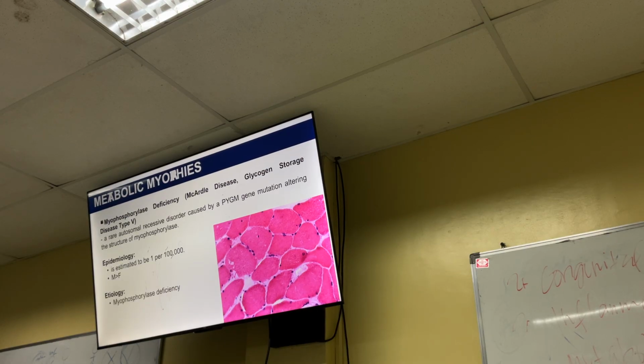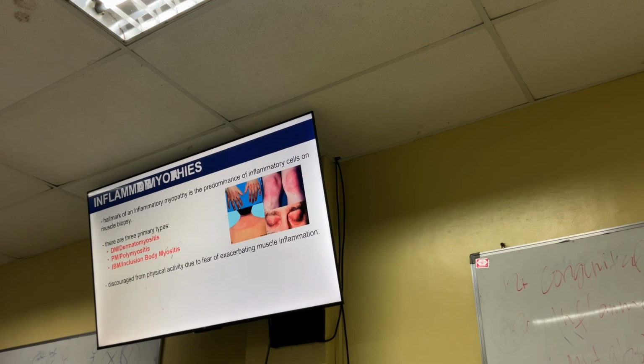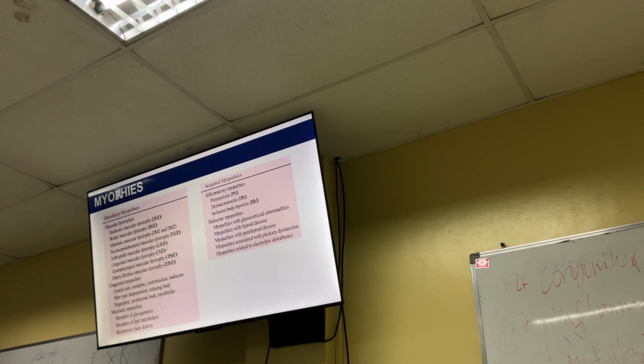Another one is myophosphorylase deficiency. The other name is McArdle disease, or glycogen storage disease type 5. Still a rare autosomal recessive disorder, since metabolic myopathies are hereditary in nature. Usually your congenital and metabolic myopathies are all related to heredity, but all of your metabolic myopathies are usually associated with autosomal recessive inheritance.